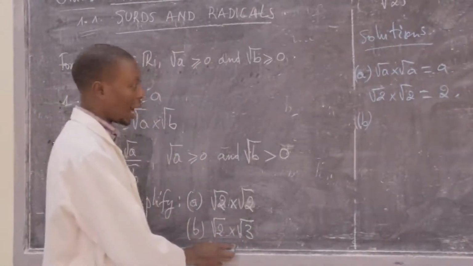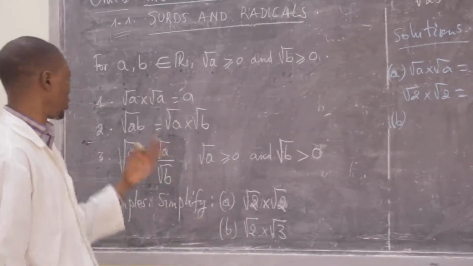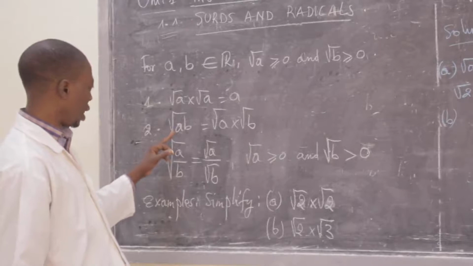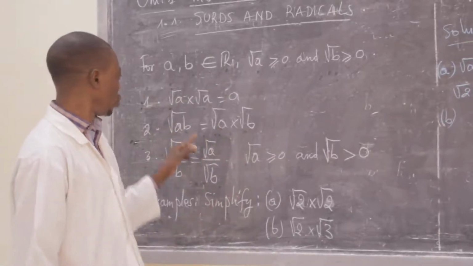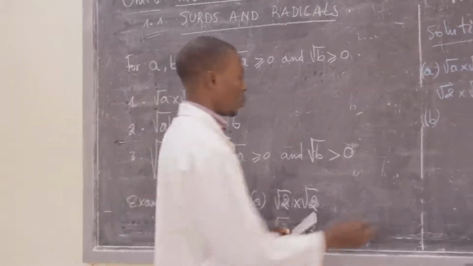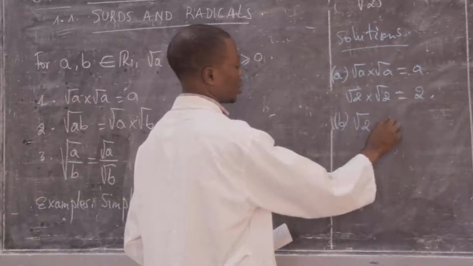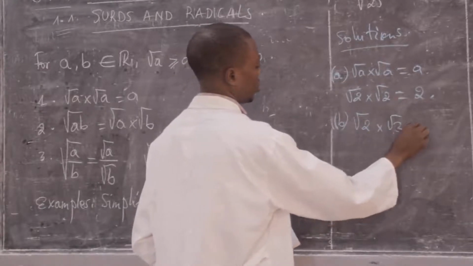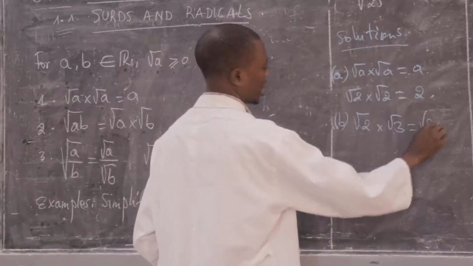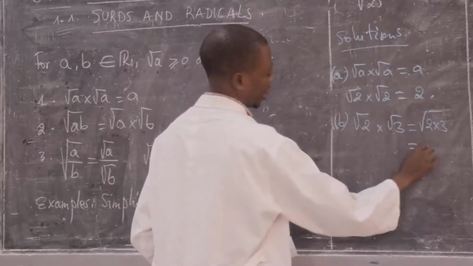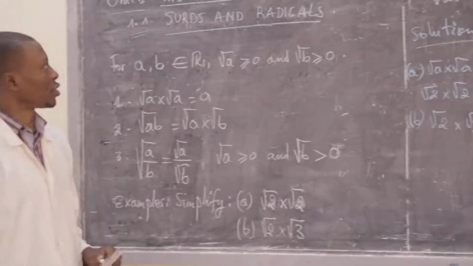It is the same idea for B, where we also have A and B. Because 2 and 3 are different, consider them as A and B at once. So we are going to use property number 2: once we have the square root of 2 times the square root of 3, this is like taking the square root of 2 times 3, and we finally get the square root of 6. I hope this is clear.